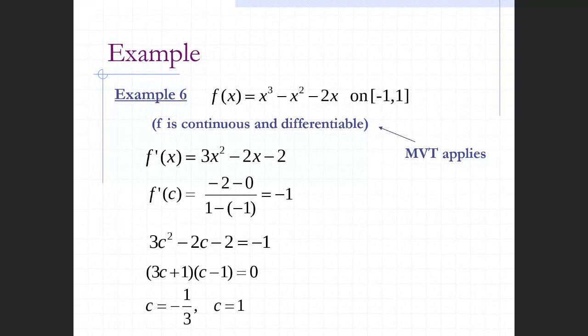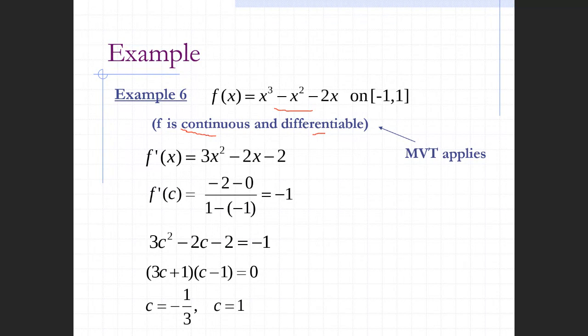So now there is one example for this: a function f(x) is given, the interval is also given, and that is a polynomial. So we know that polynomials are continuous and differentiable. So what about the mean value theorem? Here we will apply the condition for the mean value theorem. According to the mean value theorem, f'(c), the derivative of the tangent line, is equal to the slope of the secant line.